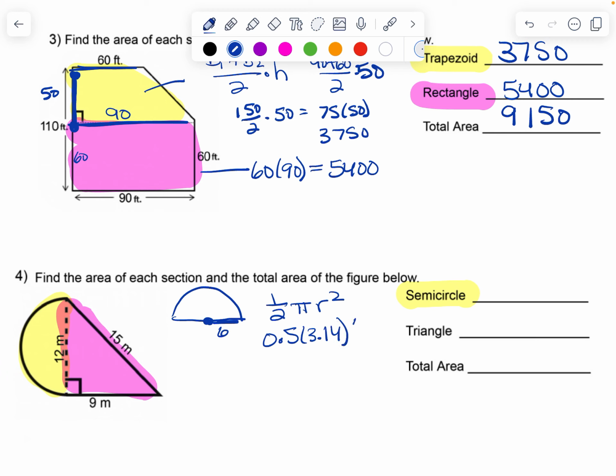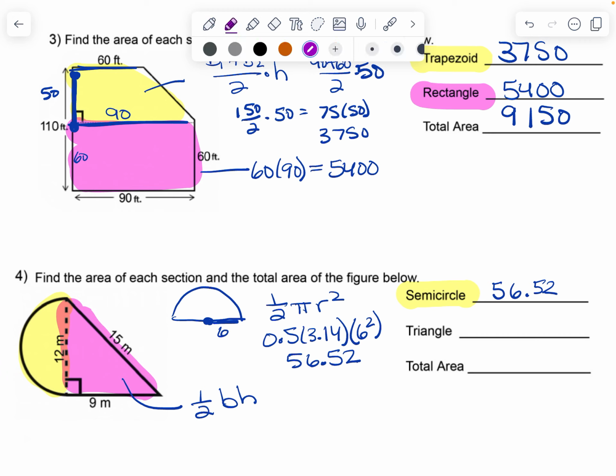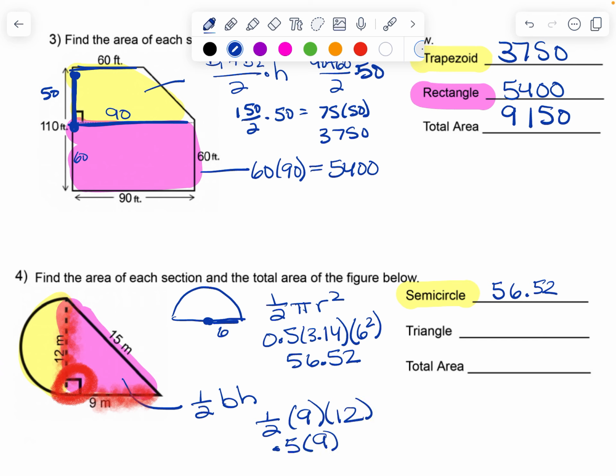And then we're going to do the triangle. And remember that the area of a triangle is half of the base times the height. But there are 3 measurements given to us, so we always have to be thinking about how we find the base and the height. So the base and the height are always going to be found by looking for that right angle symbol. So those red sides, those are the base and the height. So we're going to do half of 9 times 12. Doesn't matter if you do 9 times 12 or 12 times 9, it's going to be the same. So really that's just like half of 12 is 6. And then 6 times 9 is going to give us 54, right? So we're going to add 54 to 56.52 to get 110.52 meters squared.